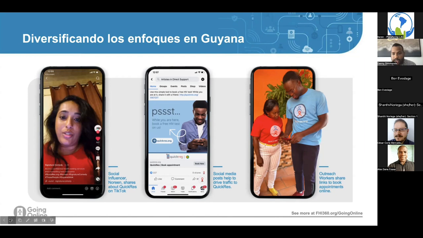And in Guyana, artists also use QuickRes. So it's not just about getting the word out, but also making sure people have options to take action. QuickRes is that one platform that would allow people, having received the information they need, to book service or reach out to outreach staff to get more support. And the third picture, on the far right, shows some outreach workers who are using QuickRes also in Guyana as part of their social network outreach strategy.